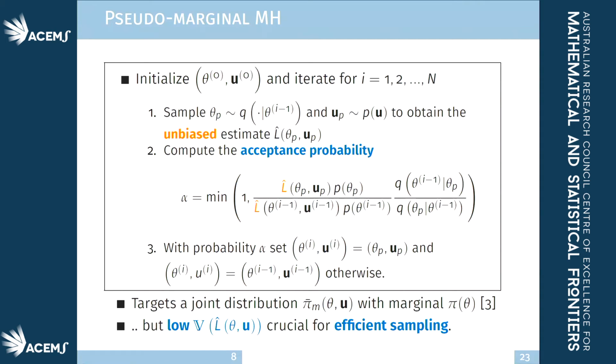But one of the things that's crucial in pseudo-marginal is that the variance of L hat is not too large. Because you can imagine that if the variance of L hat is very large, you can have an L hat that's very large, not because L is large, but simply because of the error you've got. So the drawback of pseudo-marginal is that you've got to control the variance of the likelihood estimate for efficient sampling.